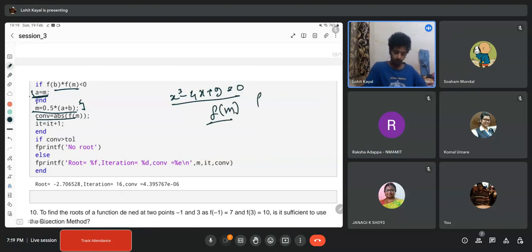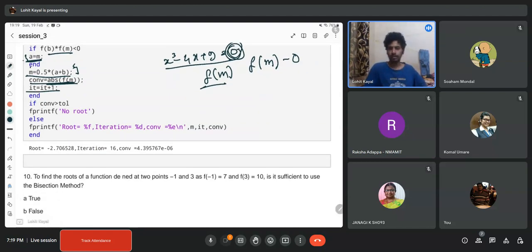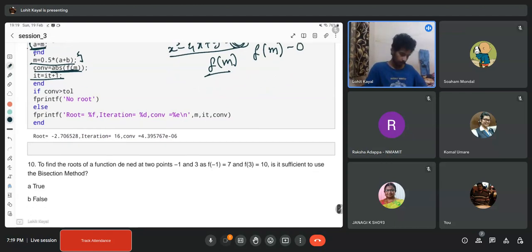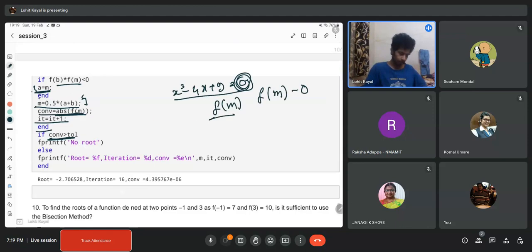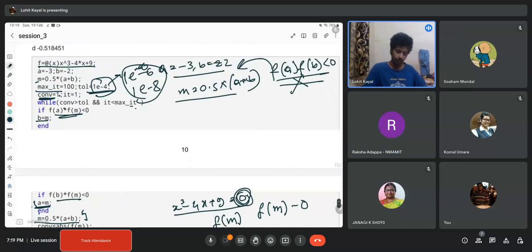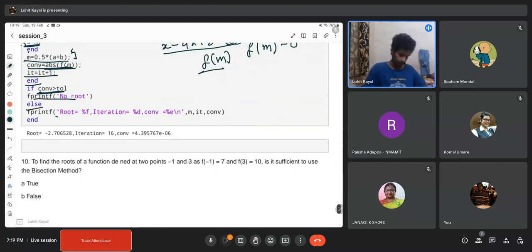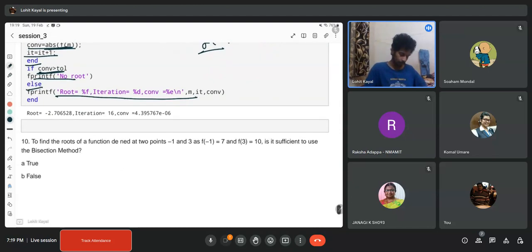So my error is f of m minus 0. 0 is coming from this, and I am taking the absolute value of it. And it equal to it plus 1, I am increasing my iteration count. So at the end, if my convergence is greater than my tolerance, that means if it didn't converge up till this 100 iteration process, then printf that no root is available, and otherwise just print this. This is the value of the root.